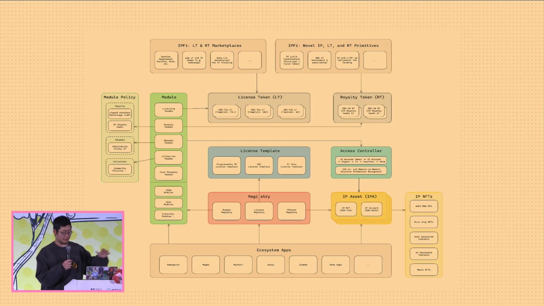So we go from the bottom of the diagram, where we have the ecosystem application. The ecosystem application first needs to register the IP assets. And then after registering the IP asset, you generate the IPA and then the IP NFT. During this process, you can also choose whether you want to directly attach a license or not.